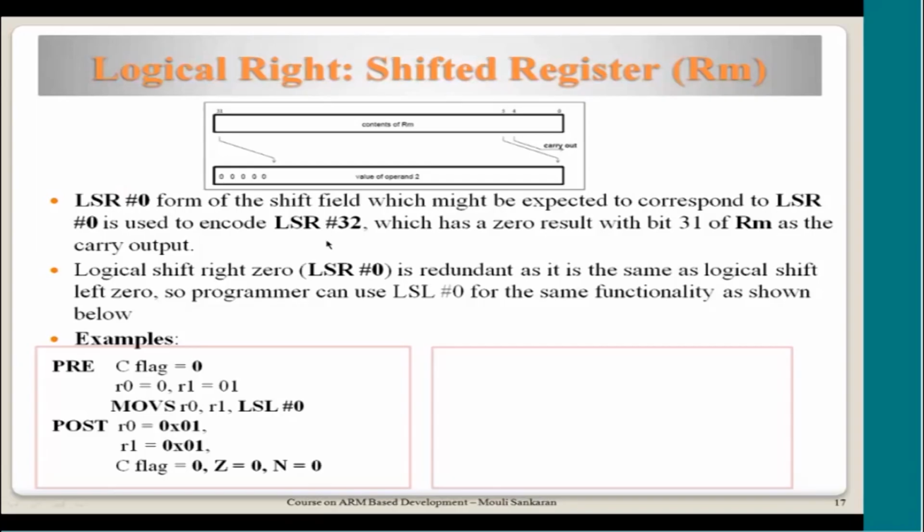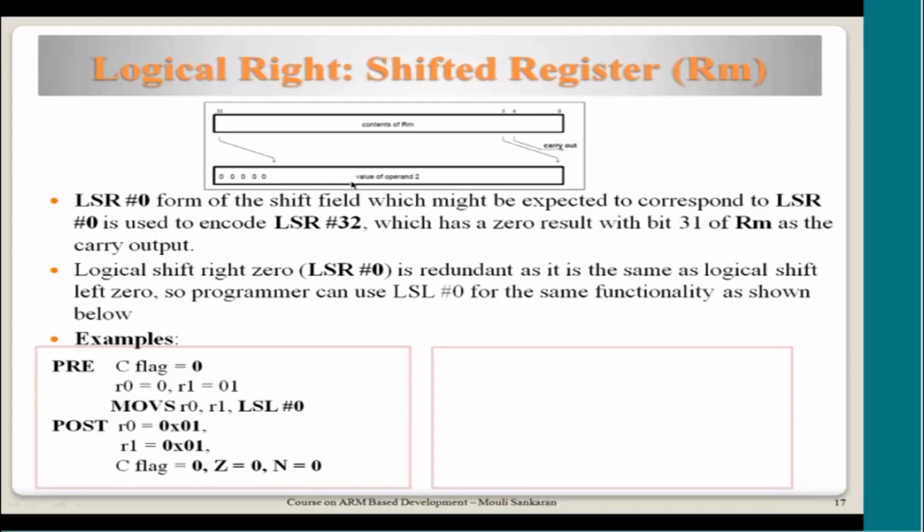So internally the assembler will put a 0 only in the constant value, but it will say that it is an LSR operation. Then the processor understands that when it has this, it is supposed to perform a right shift by 32 bit positions. What does it mean? It will perform a right shift by 32 bit positions. Okay, what happens?